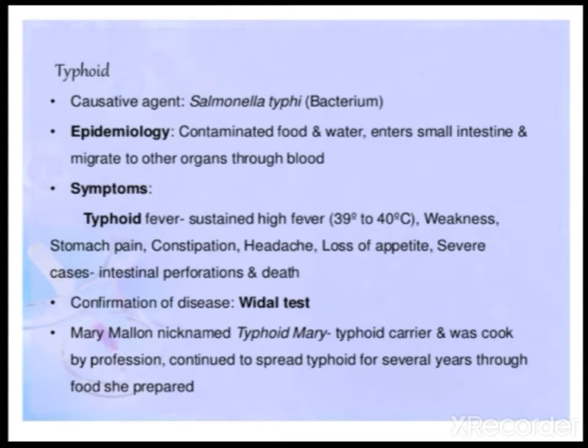So first, bacterial disease. The causative agent of typhoid is Salmonella typhi. How do you get the disease? Through contaminated food and water, it enters the small intestine and migrates to other organs through blood. What are the symptoms? Fever, and it will be high fever. You will feel weakness, stomach pain, constipation and even loose motions can be there. Loss of appetite. In severe cases, intestinal perforations can occur, so due to that people may die also.